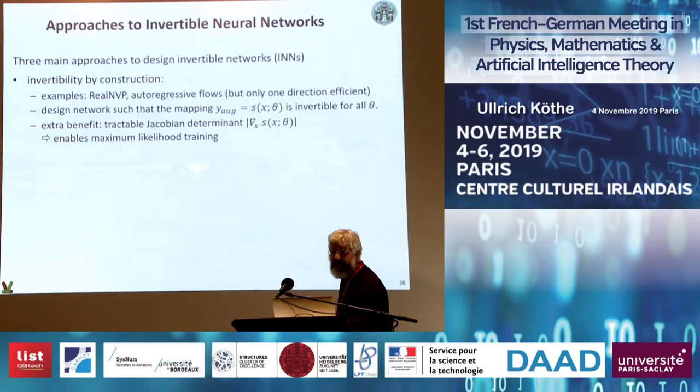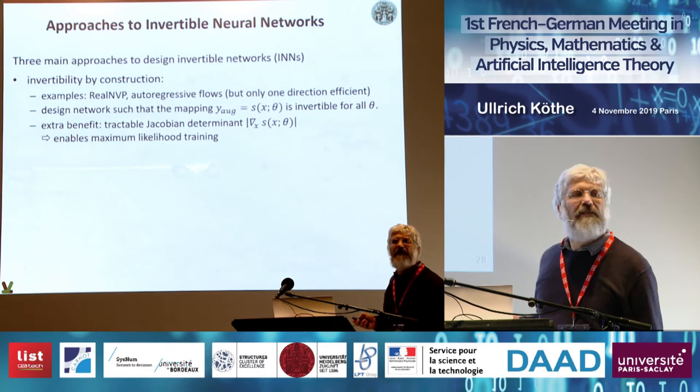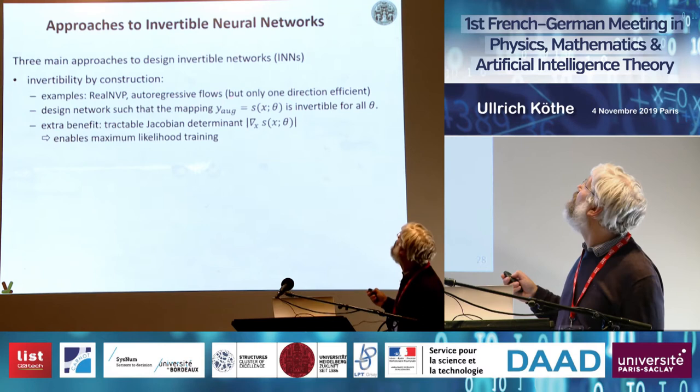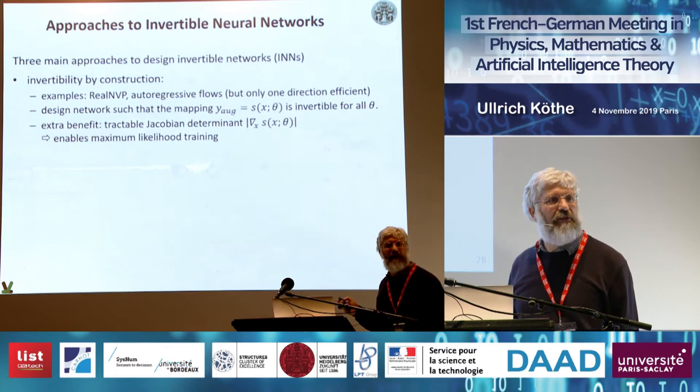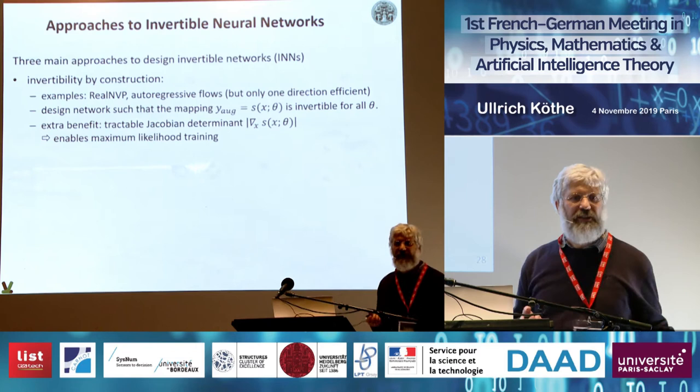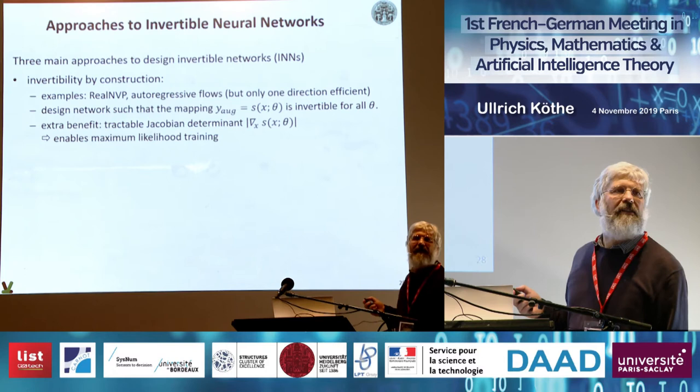Now just a few words about how we can construct these invertible networks. I already showed the RealNVP architecture, and another popular variant are the autoregressive flows, which have the disadvantage that only one direction is efficient, either forward or backward. But that's not so big a problem because you can just train two networks, one that's quick for the forward and one that's quick for the backward direction. That's what is called Parallel WaveNet in language processing, a very famous paper.